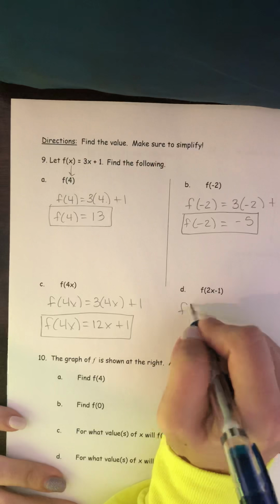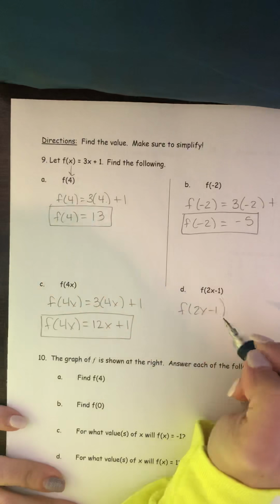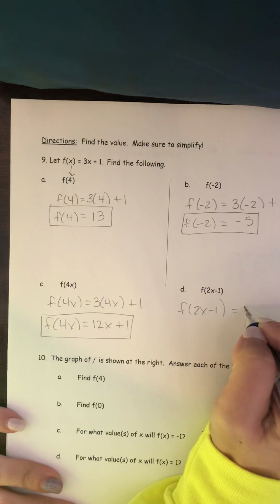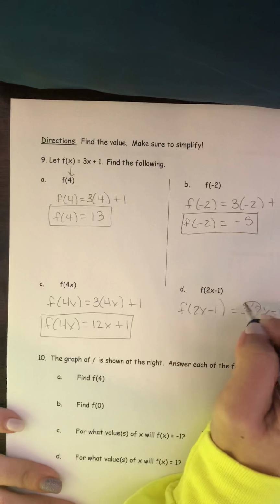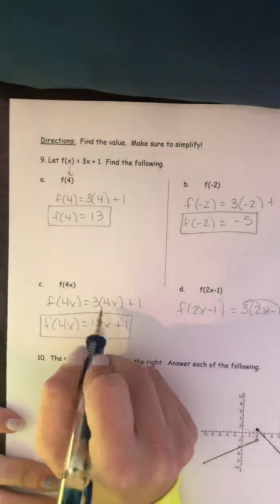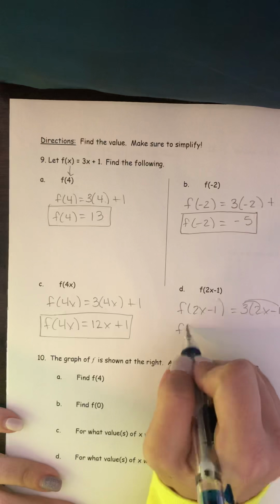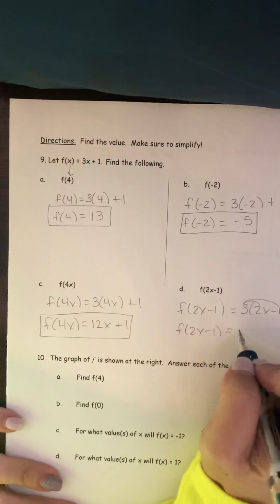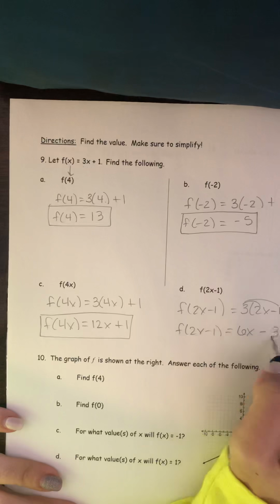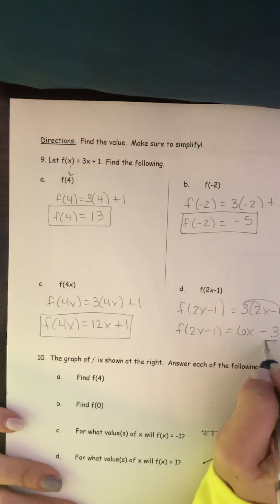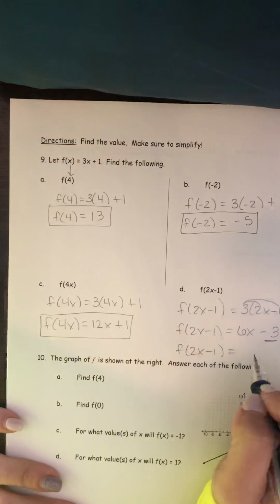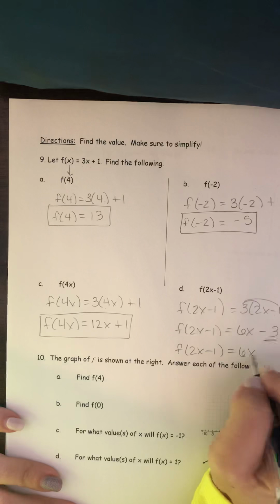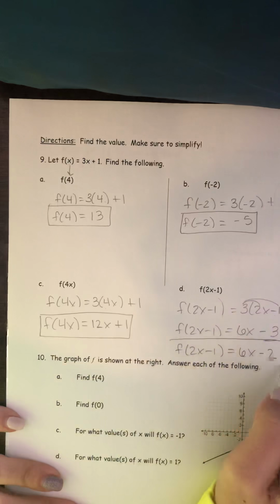Same thing here, f of 2x minus 1. We plug that in where our x is. Here we have to distribute because there's a sign in the middle. There was no sign over here. So 3 times 2x minus 1, we get 6x minus 3. Now in this case, we have a negative 3 and a positive 1 that are like terms that we can combine. So we get 6x minus 2 is our final answer here.